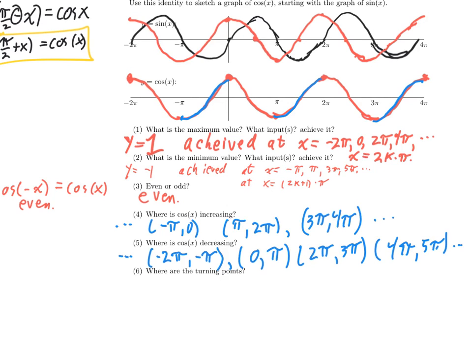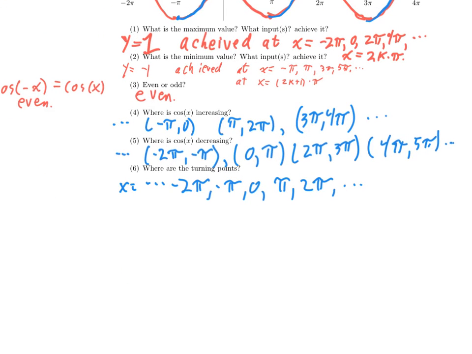Where are the turning points? Well, we see them. Looks like it turns around at negative 2 pi, at negative pi, at 0, at pi, at 2 pi, at 3 pi, at 4 pi. So writing those out, at x equals negative 2 pi, negative pi, 0, pi, 2 pi, and so on. And we can even describe that pattern very explicitly. That's just anything that's a multiple of pi. The turning point is at x equal to anything that looks like pi k, any multiple of pi.